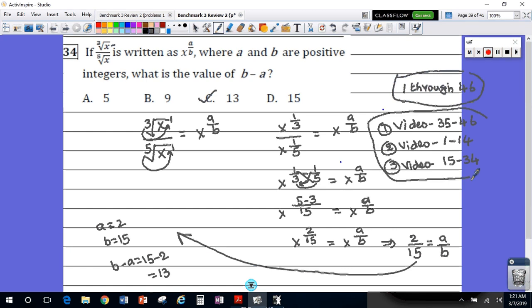So I explained every problem from benchmark 3 review. So go through all problems and try to get a good grade in your benchmark 3, which will be conducted next week on Monday and Tuesday.